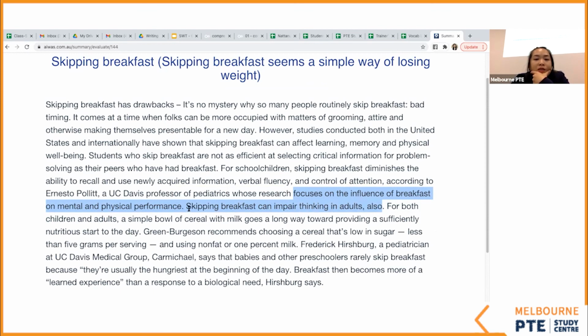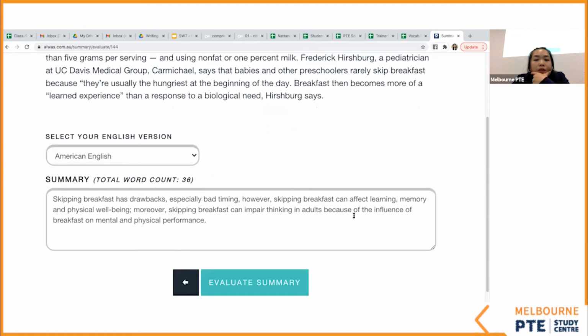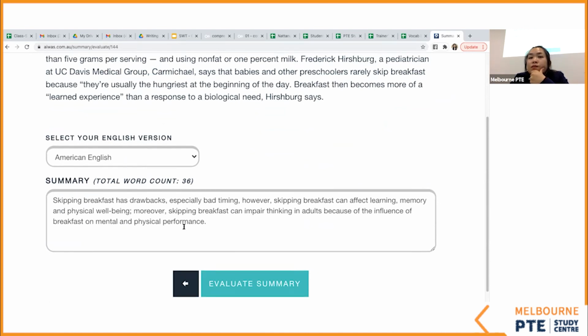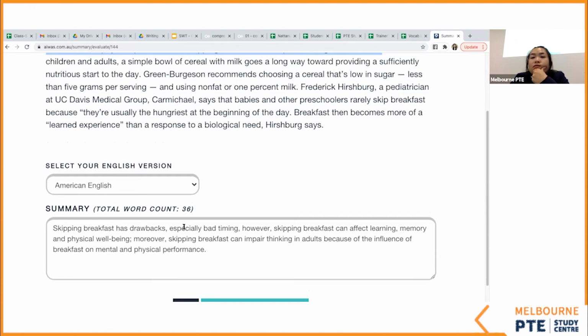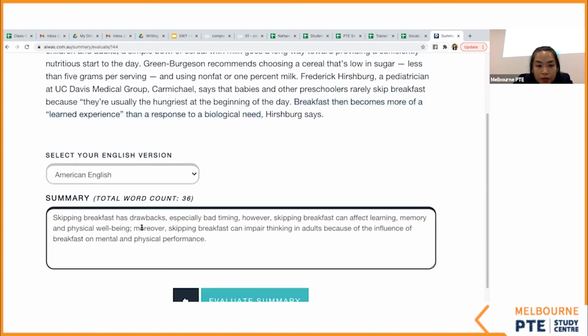What I fix is I'll just say skipping breakfast can impair thinking in adults because of the influence of breakfast on mental and physical performance. So you need to explain also the conclusion of breakfast again more. Yeah, I haven't done this one yet. I will. So that's the second idea. We're done, right? Now the next one. So this is the second idea. You see, one moreover and one however. Yeah. Now the last one.